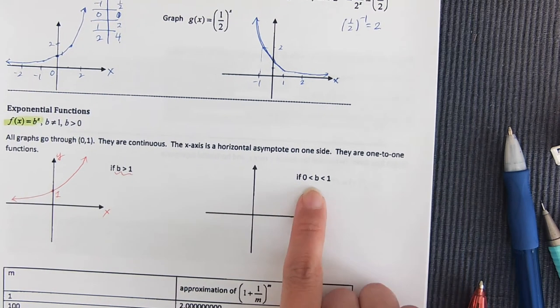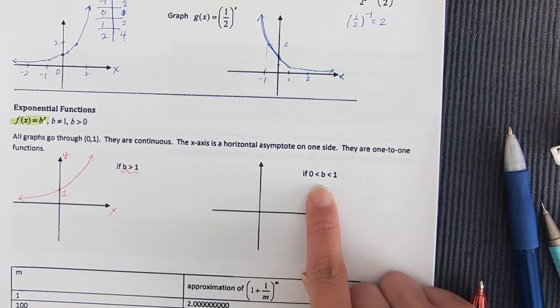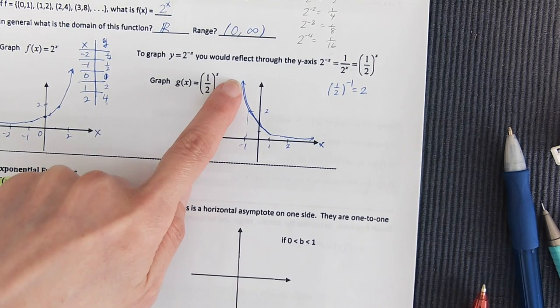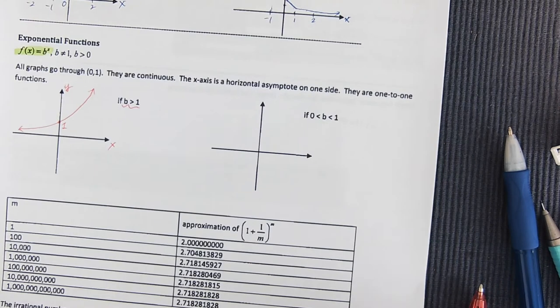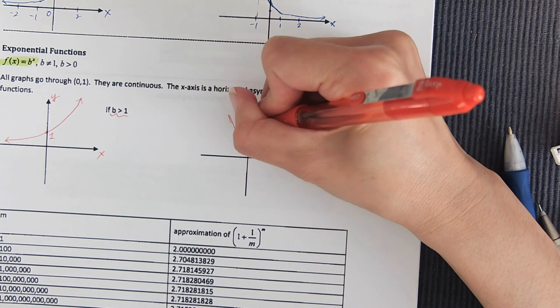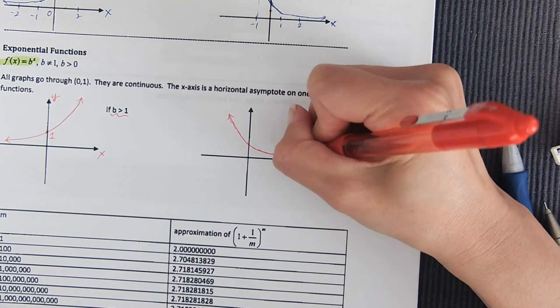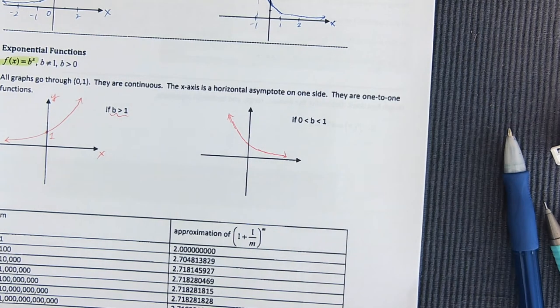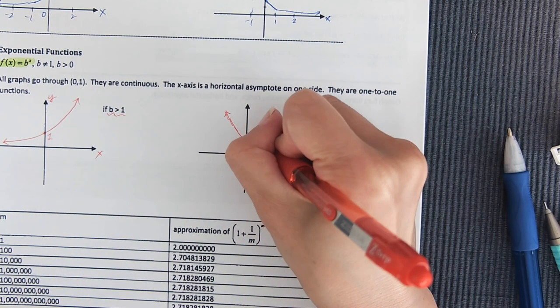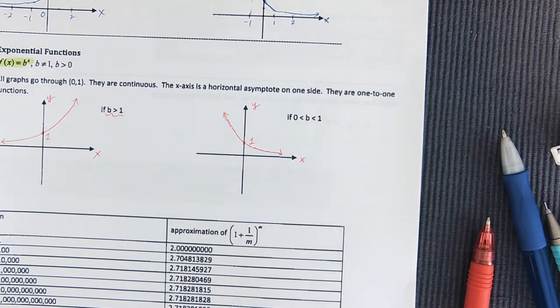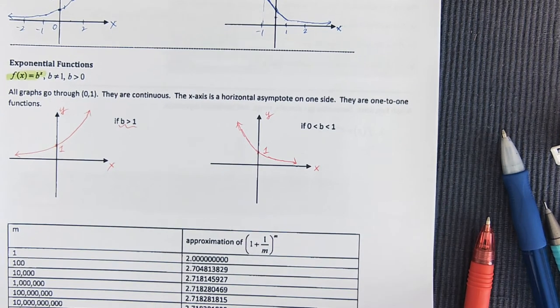If base b is bigger than 1, the graph looks like this. But if base b is a fraction, then it's decreasing, so the graph looks like this. That is it. It crosses 1. That's what this means.